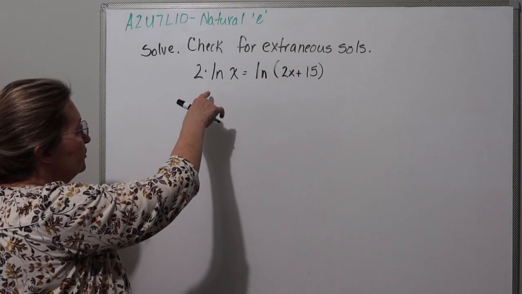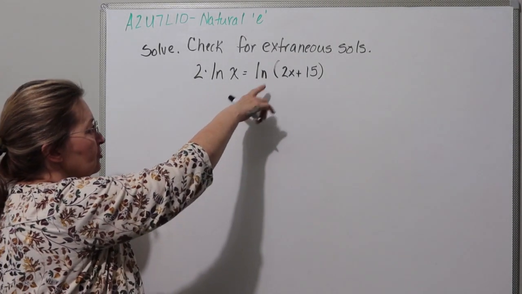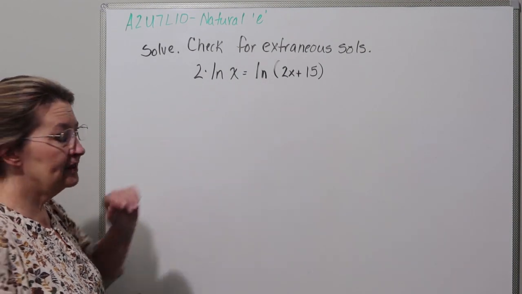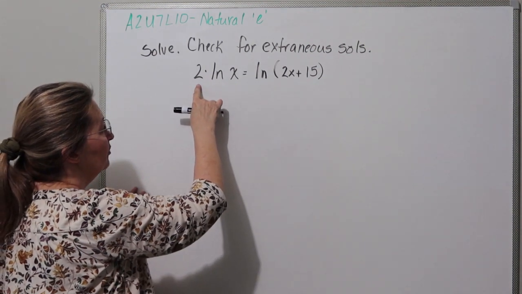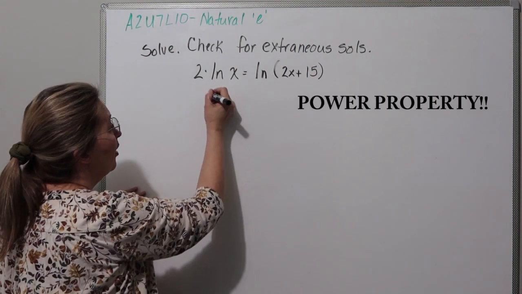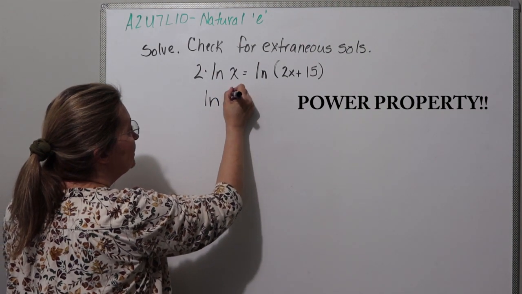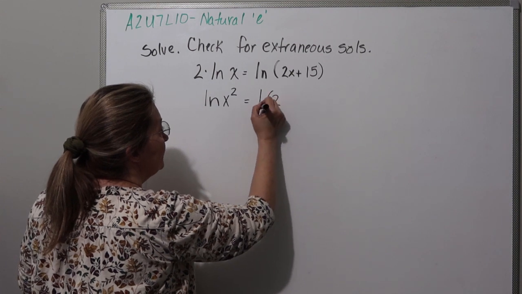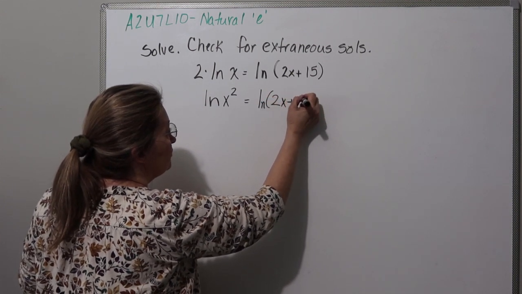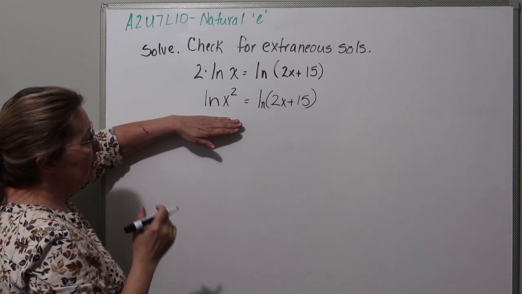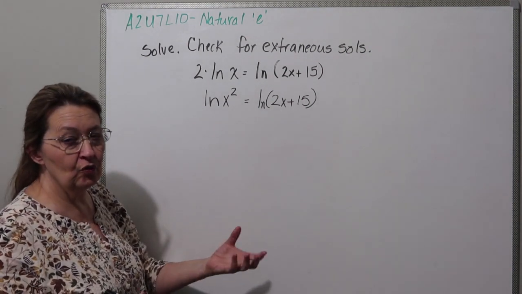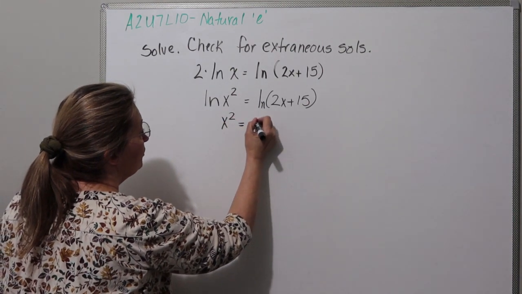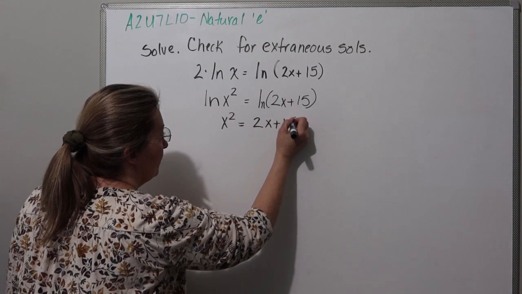In this example, I've got 2 times natural log of x is equal to natural log of 2x plus 15. So the first thing I need to do is condense each side if it's not condensed fully. Here I've got this number multiplied outside, so I'm going to use my power property, and that's going to let me restate this as natural log of x squared. This side is condensed as much as possible, so I'm not changing it. Now that we have a single log equals a single log, you can use your one-to-one property and state that x squared is equal to 2x plus 15.